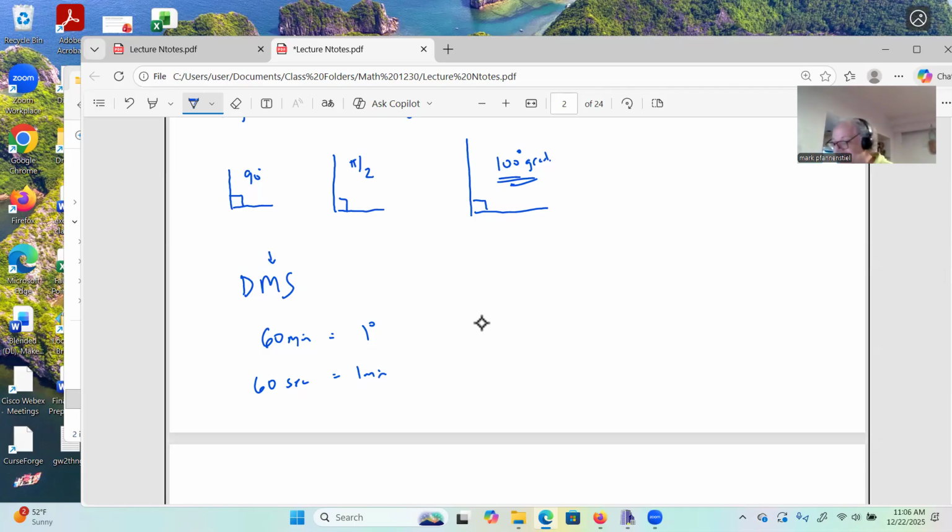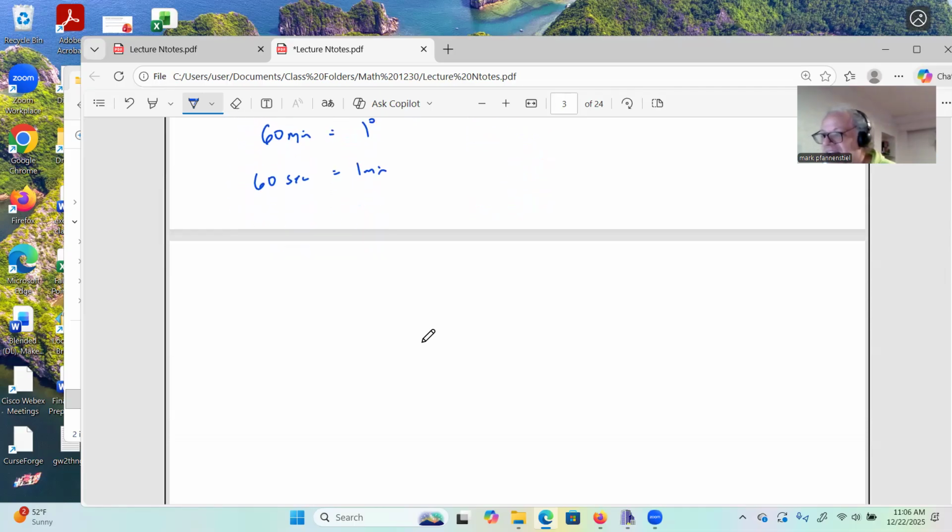And we'll do a bunch of examples of converting degrees, minutes, seconds to degrees, and degrees to degrees, minutes, seconds, to radians, to degrees, and degrees to radians. We're going to do a whole bunch of examples for all of that. So we'll just start off with a whole bunch of examples and go through and do this.